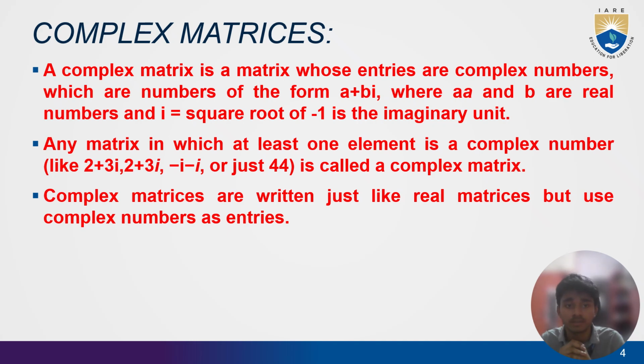What are complex matrices? A complex matrix is a matrix whose entries are complex numbers, which are numbers of the form a plus ib, where a and b are real numbers and i is the square root of minus 1, the imaginary unit. Any matrix in which at least one element is a complex number like 2 plus 3i or minus i is called a complex matrix. Complex matrices are written just like real matrices but use complex numbers as entries.